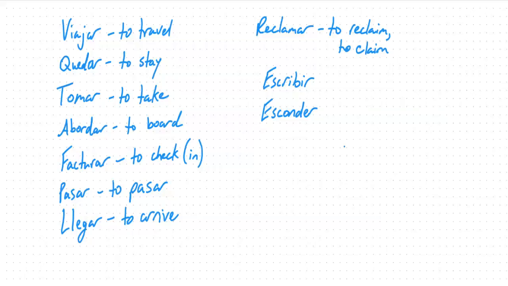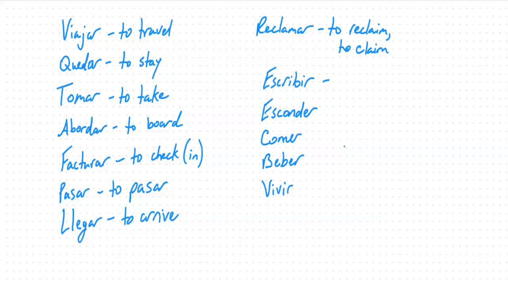Let's see, what else have we done? Well, we've done comer, and we've done beber. We've done vivir, and several others. All right, I can't remember them all off the top of my head, but these are a few, and you just need to go back to your previous vocabulary and previous chapters, look at your verbs, remember how to conjugate them because they keep popping up.